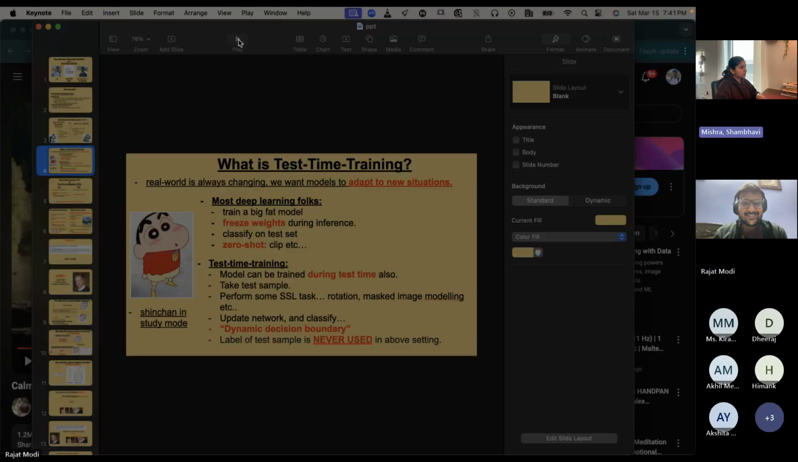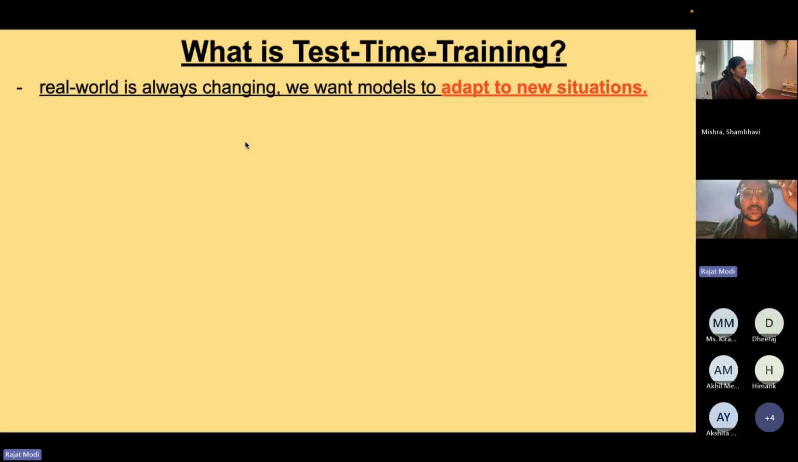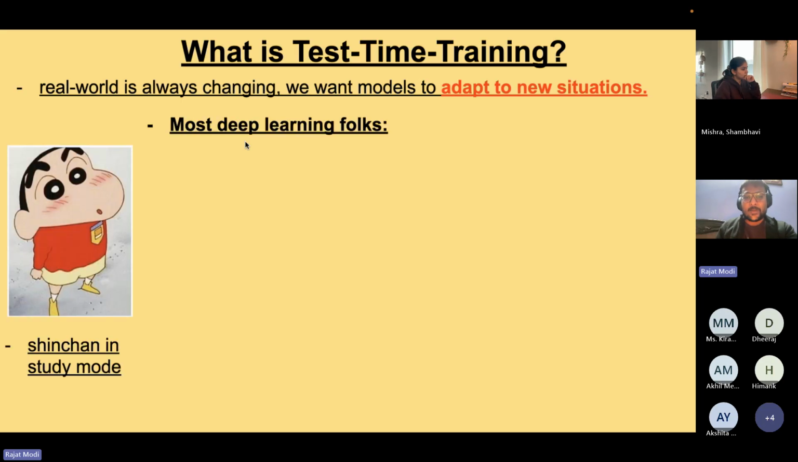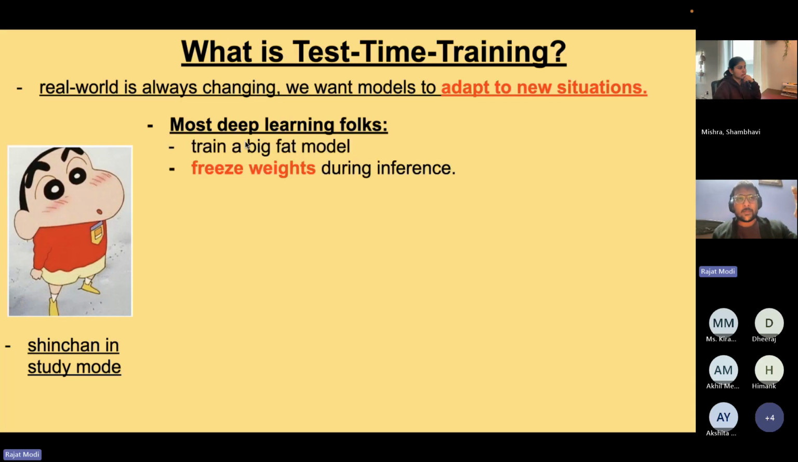Sure, no, it's good. Okay, so the test time training, the key point is that the real world is always changing and we want to build models which can adapt to new situations. So for example, if you look at the way most people do deep learning, they say that, okay, we have a big model, we will train it on some big data set and we will freeze its weights during inference. And then in the testing phase, they generally take a lot of data and then they classify it.